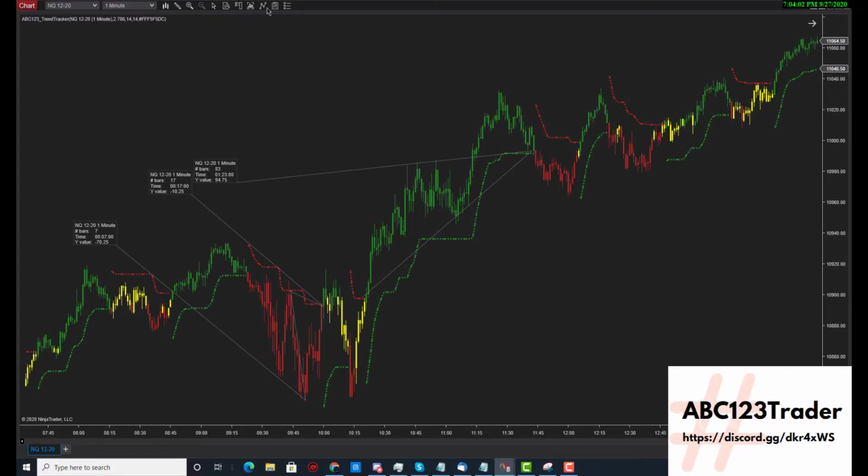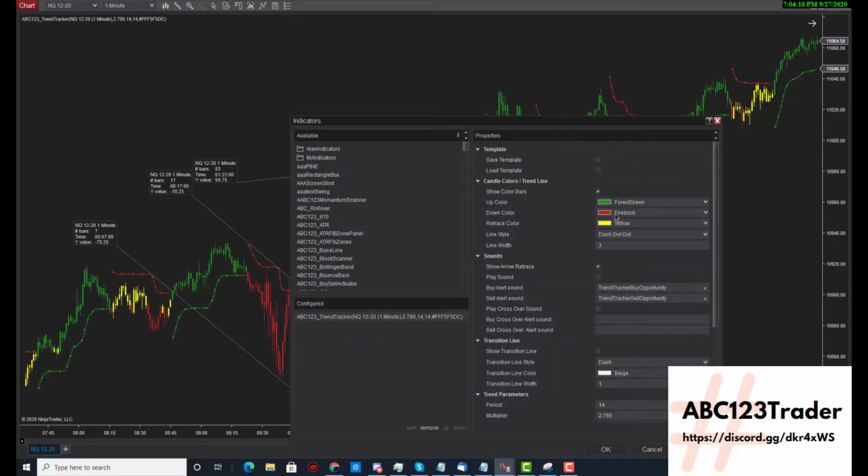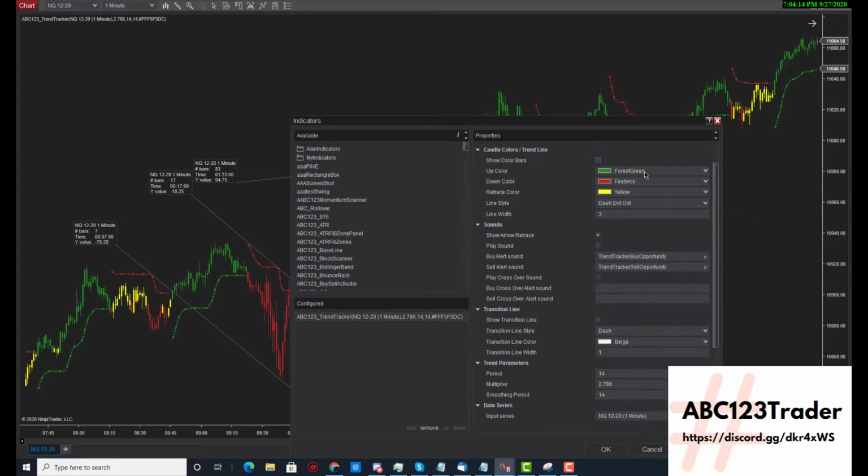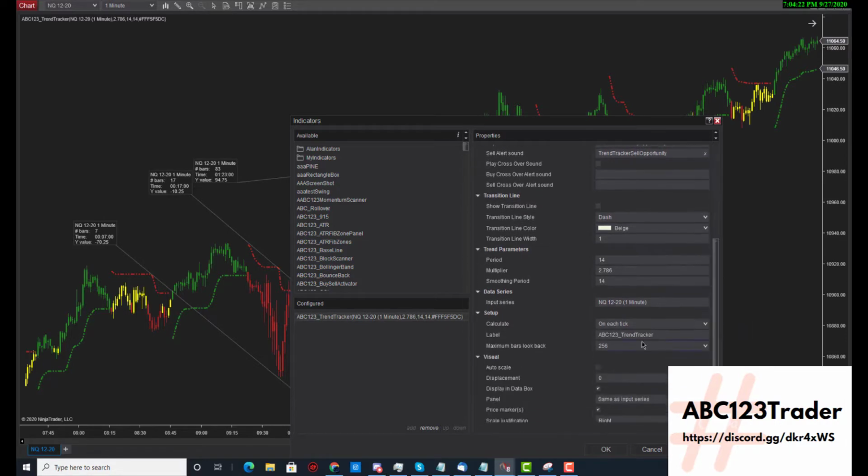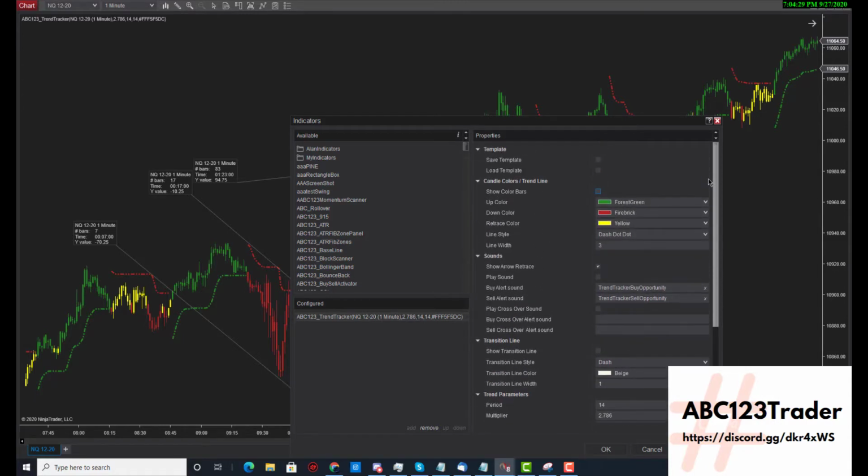And let's just take the last thing. Let's take a look at the parameters, what we have in here. If you don't like the regular look, you can turn off your bar colors. There's that arrow retrace I was talking about for the very first attempt. And basically your period and your multiplier. Like I said, it's very simple.